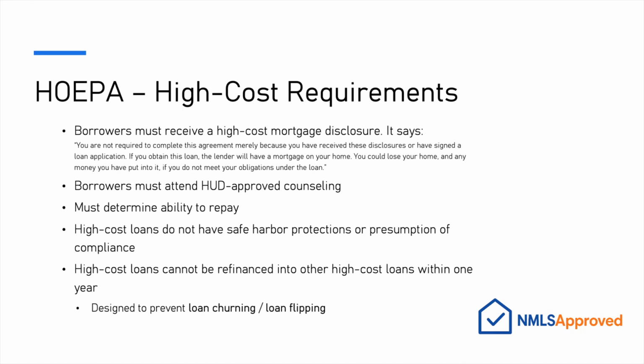Also understand that high-cost loans do not have the safe harbor protections or the presumption of compliance. And we can talk more about that in depth later. And high-cost loans cannot be refinanced into another high-cost loan within 1 year. This is designed to prevent loan churning or loan flipping. Loan churning or loan flipping is when there are frequent refinances with little to no benefit to the borrower. So high-cost loans already receive more scrutiny, and they're seen under a certain higher risk category. Similarly, they don't want you refinancing high-cost loans into other high-cost loans because this is to stop loan churning or loan flipping.